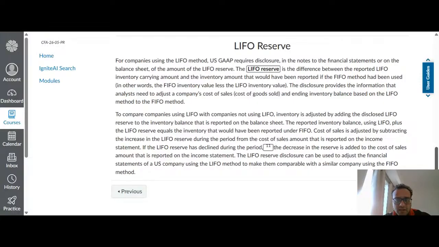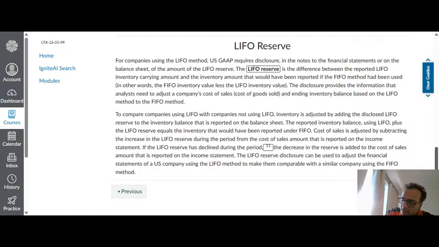If the LIFO reserve has declined during the year, the decrease in the reserve is added to the cost of sales amount that is reported on the income statement. The LIFO reserves disclosure can be used to adjust the financial statement of a US company using LIFO method and make it comparable to FIFO method. So LIFO reserve is a new concept.